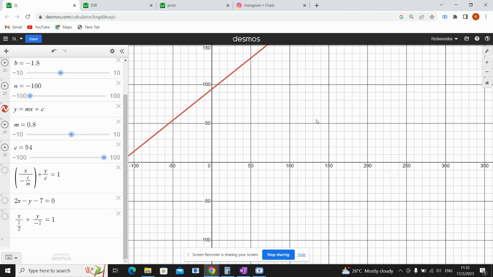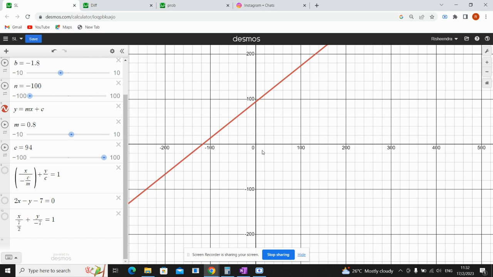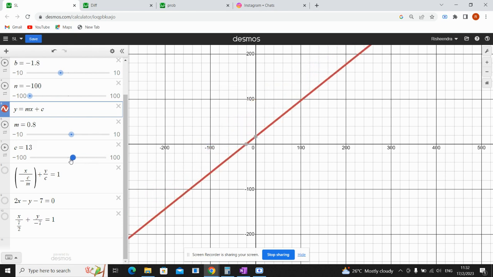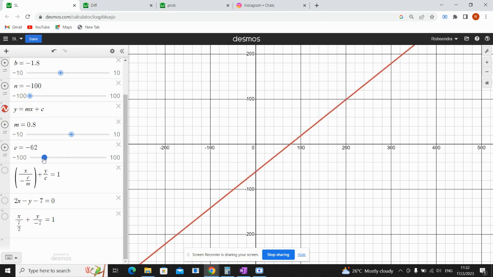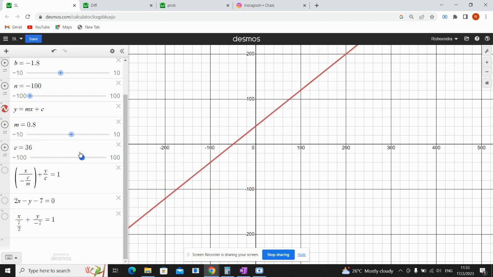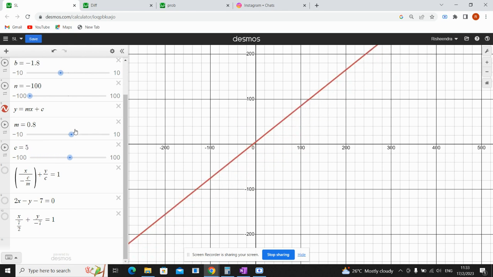The c value indicates the distance from the origin to the straight line on the y-intercept, right? Distance from the origin to the y-intercept. So look here. Here I took the c value as 100 and you see the y-intercept is also 100. c indicates the y-intercept, right? Look carefully. This is the distance, and as I change the c value, the line is moving up and down.